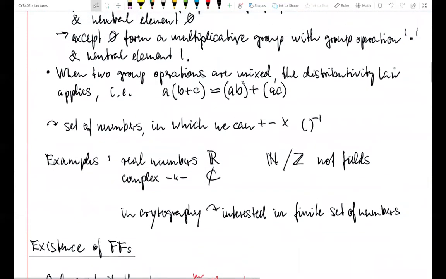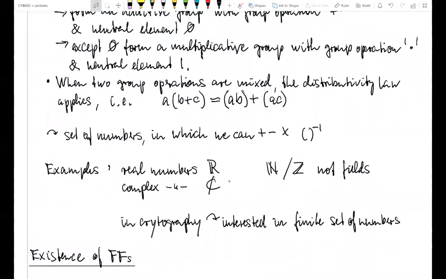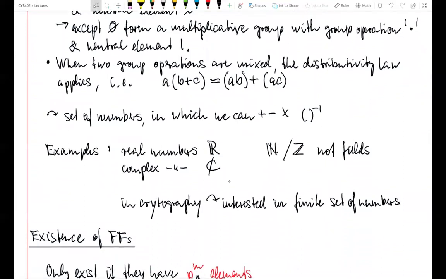So let's give a few more common examples for fields. Real numbers are fields. This time not with modulo reduction. If we have real numbers and we apply these operations, of course, the inverse exists in real numbers. If you have a number A, the inverse is 1 over A, and A times 1 over A is 1. So we have that neutral element 1.